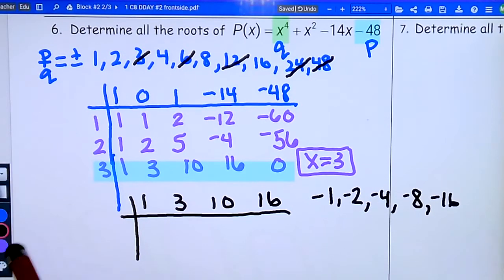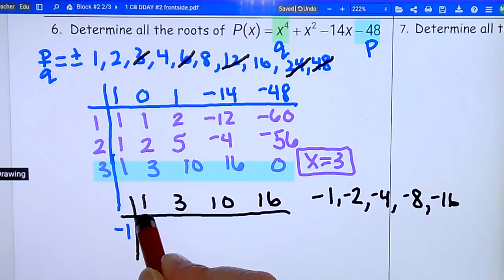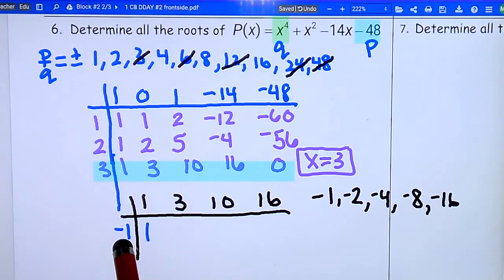So I personally am going to start with negative 1. So I'm going to do negative 1, bring down my 1. 1 times negative 1 is negative 1, add it to 3, 2.